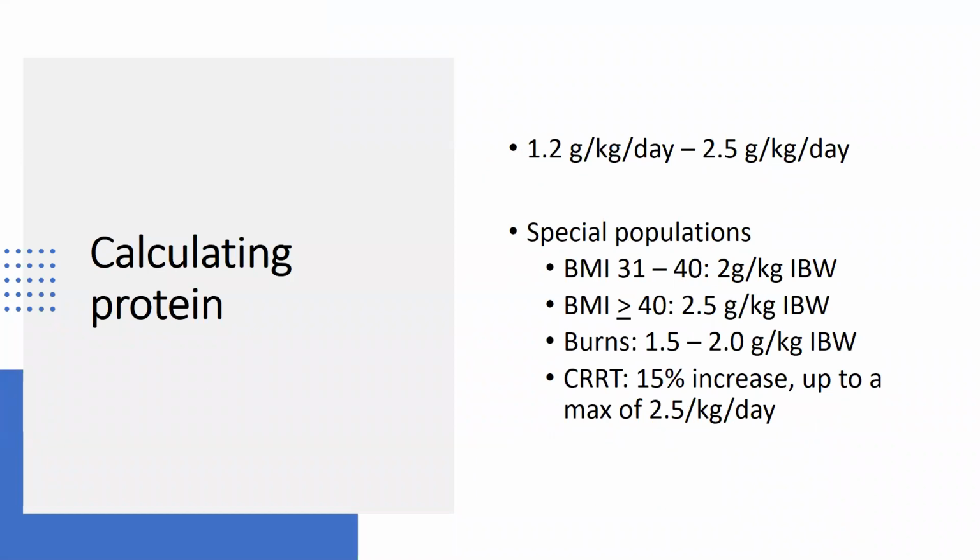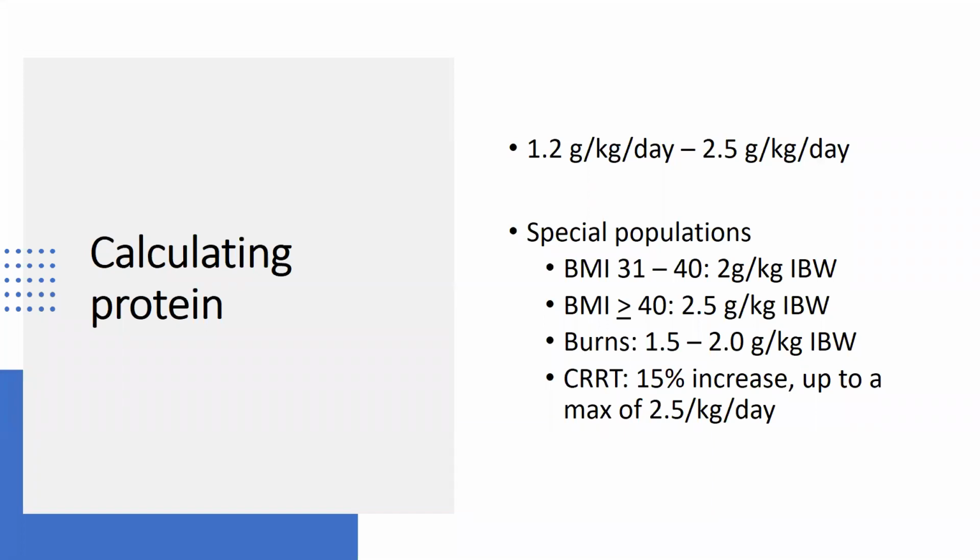Protein is delivered at 1.2 to 2.5 grams per kilogram per day. ESPEN recommends just a standard 1.3, but ASPEN and SCCM give you a range. Some special considerations: for BMI 31 to 40, use higher protein. The weight in your obese patients is really not your organs, it's more adipose tissue, right? And so, a higher protein content.